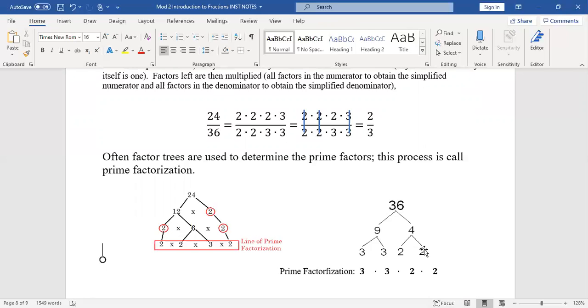Same thing with the 36. Two numbers that multiply to get 36 are 9 times 4. Both of those can factor further. Two numbers that multiply to get 9 are 3 times 3, and two numbers that multiply to get 4 are 2 times 2. So then my prime factorization becomes 3 times 3 times 2 times 2.